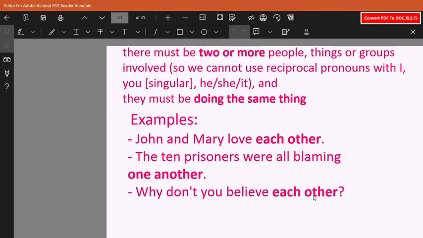Why don't you believe each other? Since "you" here denotes two people, something is being done between two people. Only two people are there. So that's where we are supposed to use each other. More than two people, it will be one another.